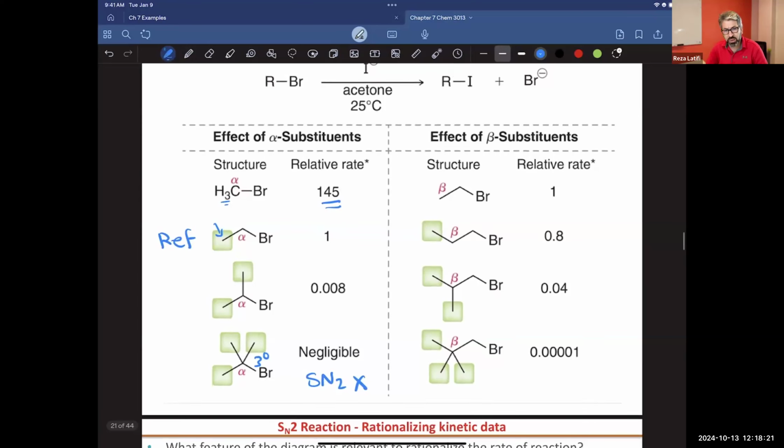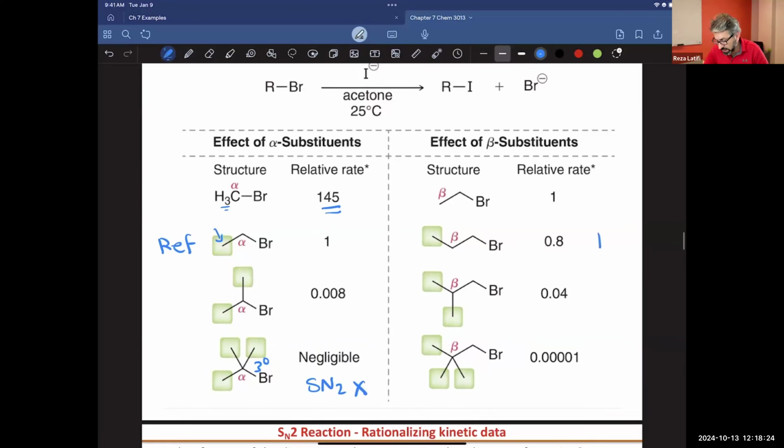But how about the beta? For the beta, the difference is not that much, and this is the proof for it. If we treat this one as a reference and change this methyl to hydrogen, the reaction will be faster by only 0.2, so it's not that significant. Whereas here, when we changed it, it was 145 times faster. So I'm going to say the steric effect is more important on the alpha carbon, not the beta. But it doesn't mean beta is not significant. You have to include it in your calculation. And thank you very much.